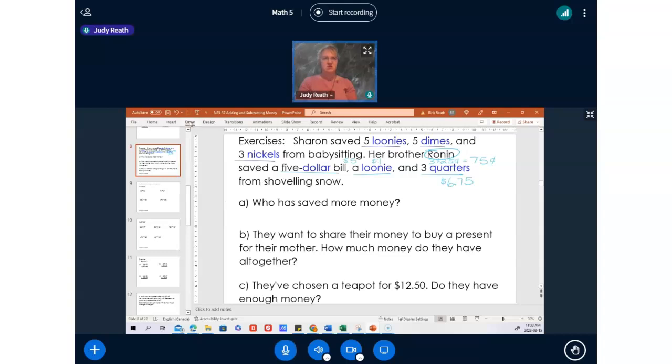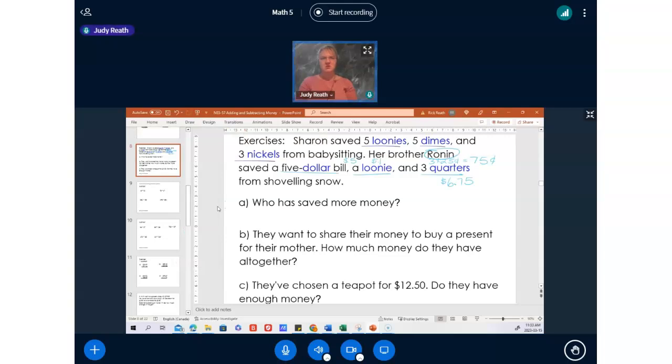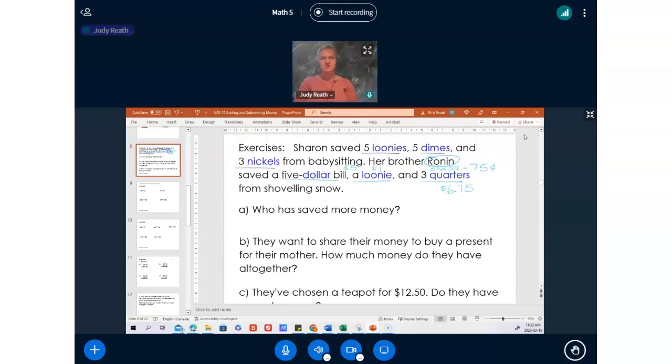Let's look how much Sharon had. We'll switch back to Sharon's color here. Sharon saved 5 loonies. Each loonie is $1, so 5 of them would be $5. 5 dimes. Each dime is 10 cents, so 5 dimes would be 50 cents. And 3 nickels. Nickels are 5 cents, so 3 times 5 equals 15 cents. Adding that up, 5 plus 50 plus 15.